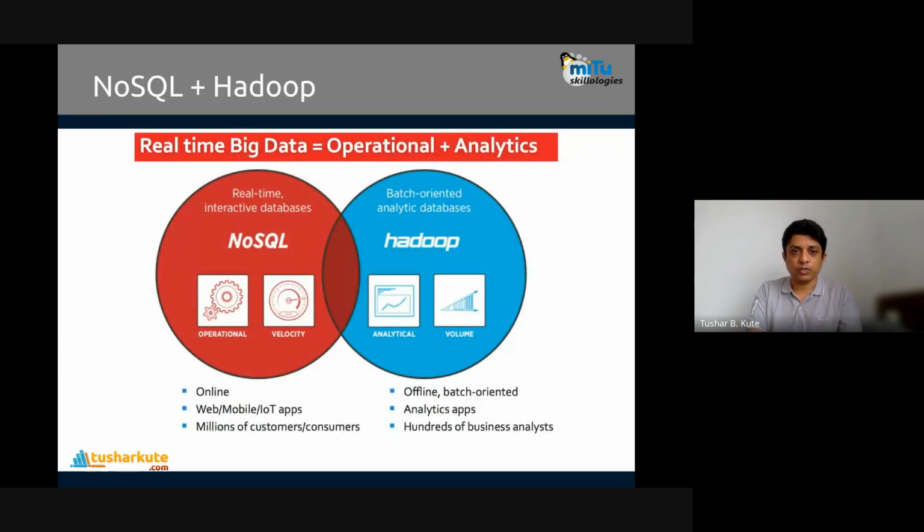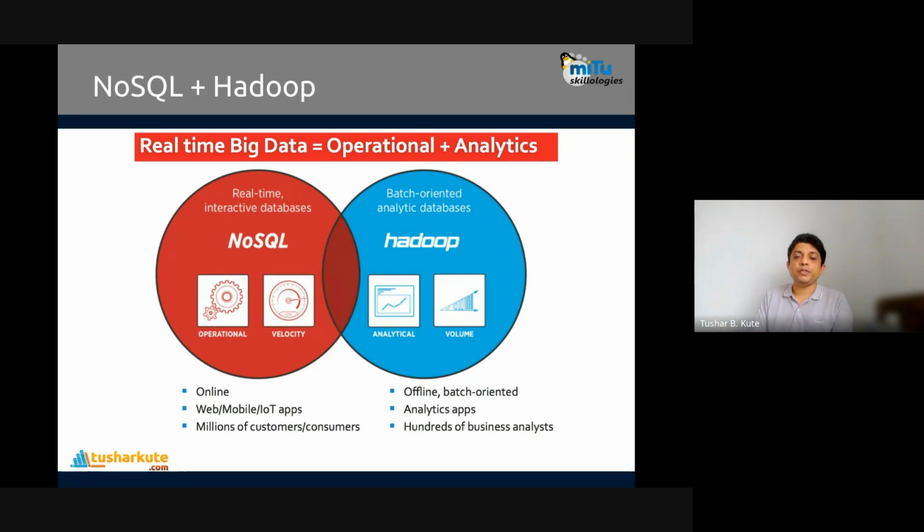Now when I combine them, real-time big data equals operational data plus analytical data. Real-time data we handle using NoSQL, and batch-oriented analytical data we handle with the help of Hadoop. So they are combined together. The features of NoSQL are that it is operational and online, with velocity: data is flowing.